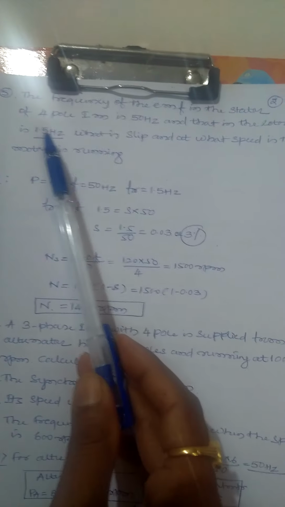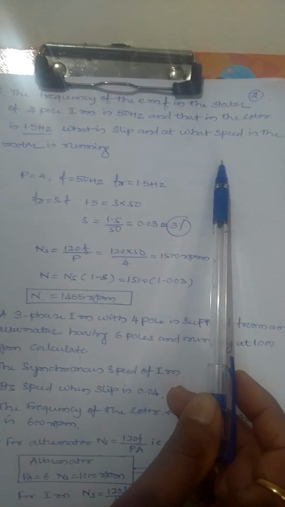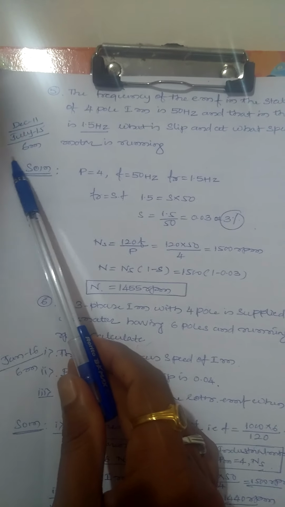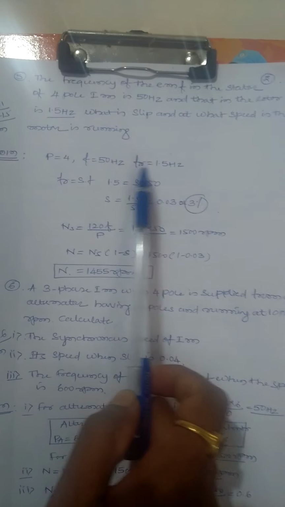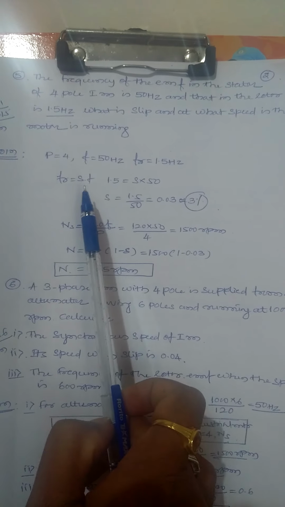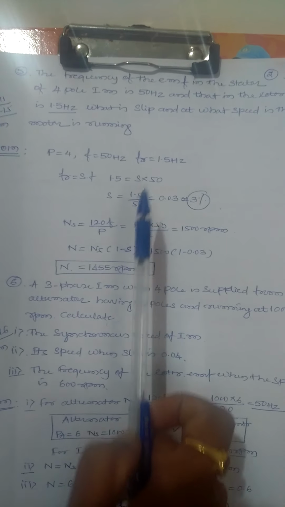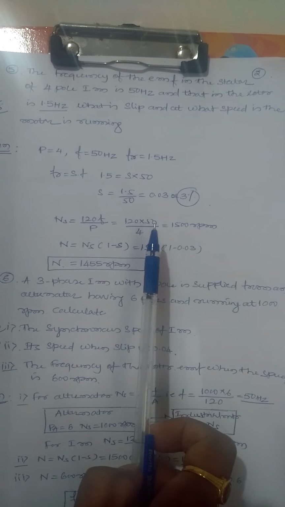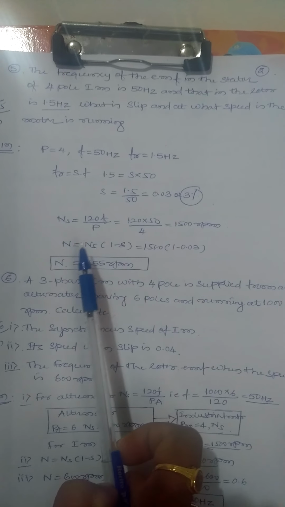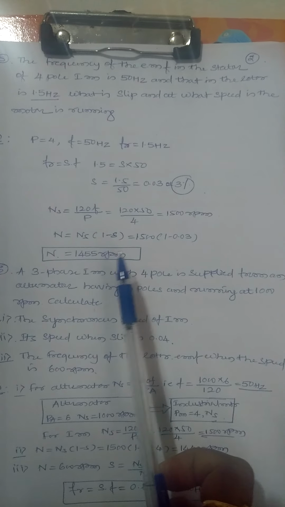Okay, next problem, problem number 5. The frequency of the EMF in the stator of a 4-pole induction motor is 50 Hz, and that in the rotor is 1.5 Hz. What is the slip and at what speed is the motor running? This is also an exam problem, asked 2 times: December 2011, July 2015, 6 marks. P equals 4, frequency is 50, Fr is 1.5 Hz. Fr equals S into F, so 1.5 equals S into 50, S equals 1.5 by 50, that is 3%, 0.03. Ns is 120 f by P, 120 into 50 by 4, that is 1500 RPM. Next, N equals Ns into (1 minus S), 1500 into (1 minus 0.03), that is N equals 1455 RPM.